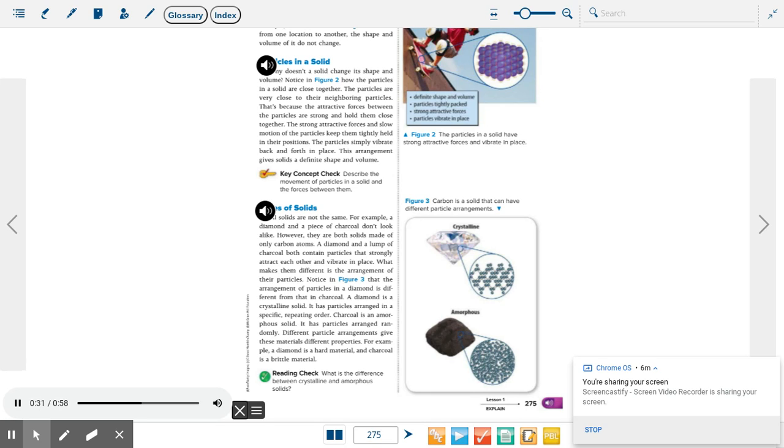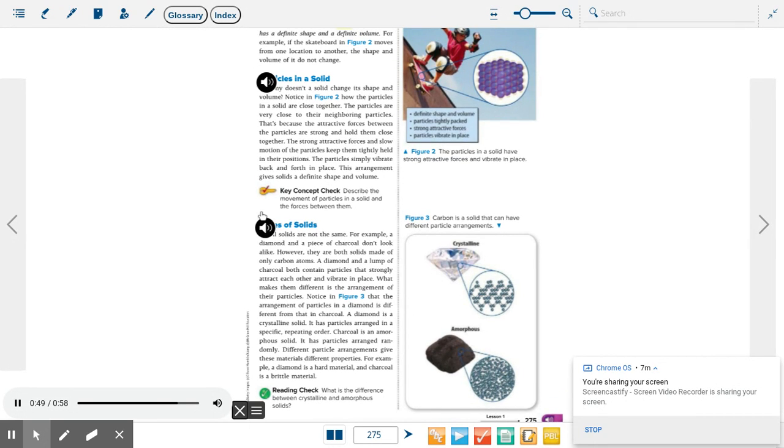A diamond is a crystalline solid. It has particles arranged in a specific, repeating order. Charcoal is an amorphous solid. It has particles arranged randomly. Different particle arrangements give these materials different properties. For example, a diamond is a hard material and charcoal is a brittle material. Reading check. What is the difference between crystalline and amorphous solids?